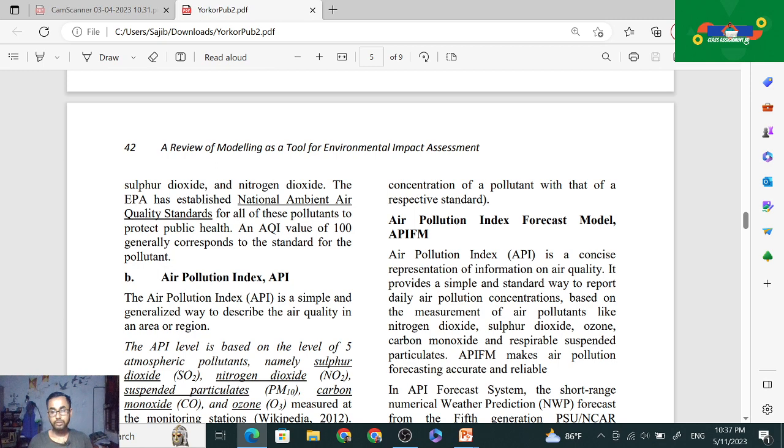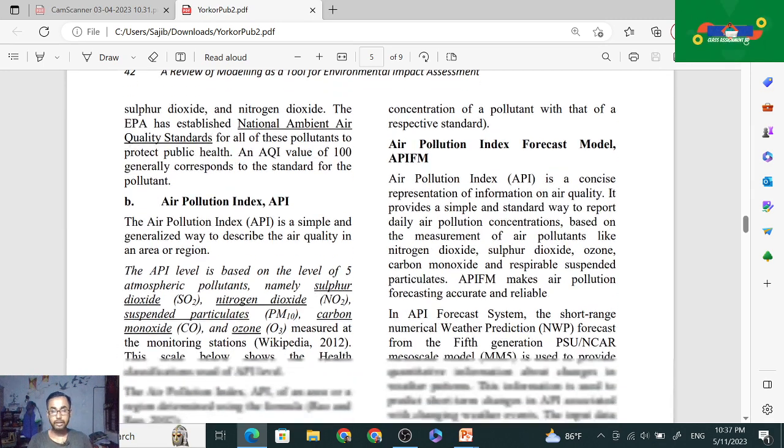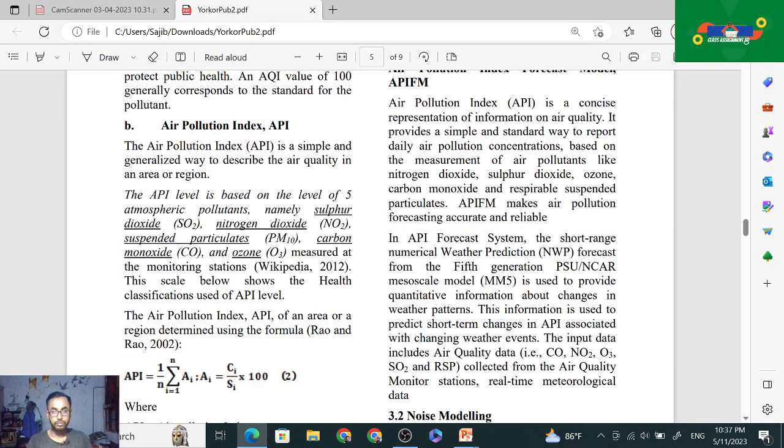The air quality index forecast model, API-FM. Air pollution index, API, is a concise representation of information on air quality, and it provides a simple and standard way to report daily air pollution concentration based on the measurement of air pollutants like nitrogen dioxide, sulfur dioxide, ozone, carbon monoxide, respirable particulates, and API-FM makes air pollution forecasting accurate and reliable.